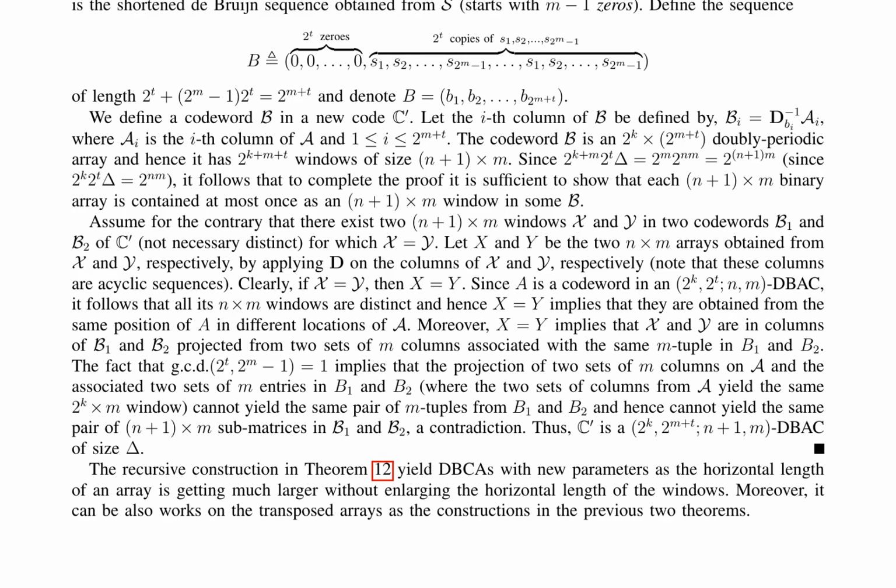The recursive construction in Theorem 12 enables the creation of DBACs with new parameters, where the horizontal length of the array increases without enlarging the horizontal length of the windows. Additionally, this construction can be applied to transposed arrays, similar to the constructions in the previous two theorems.